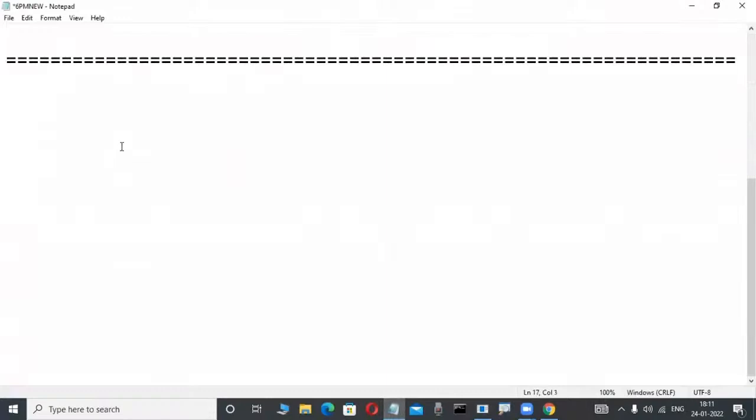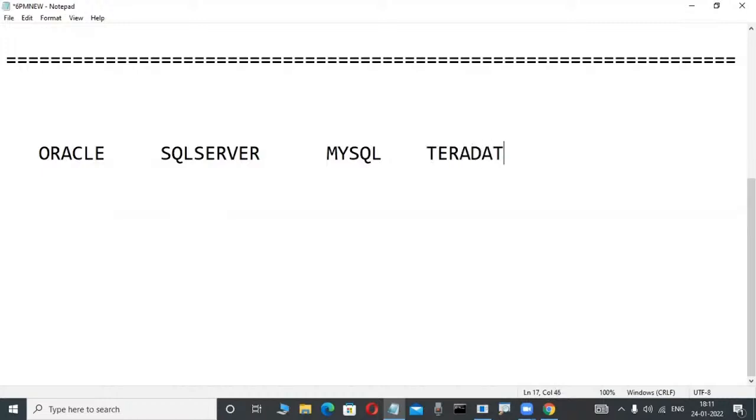Now concentrate here. This is a demo class, I'm just telling you something. Oracle is a product from Oracle Corporation. SQL Server is a product from Microsoft. MySQL is an open source product, which is now also from Oracle. Teradata is a product from NCR Corporation. Sybase is a product from Ingres Software. Like this, so many products are there.